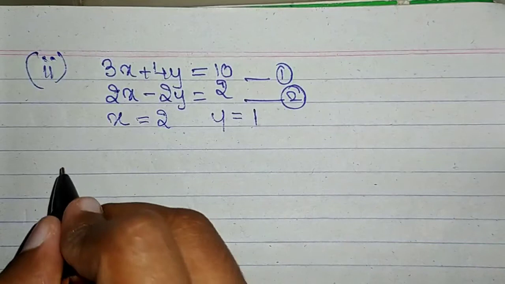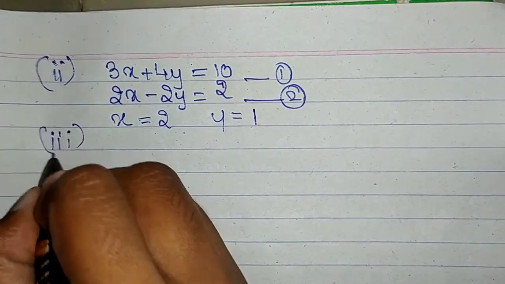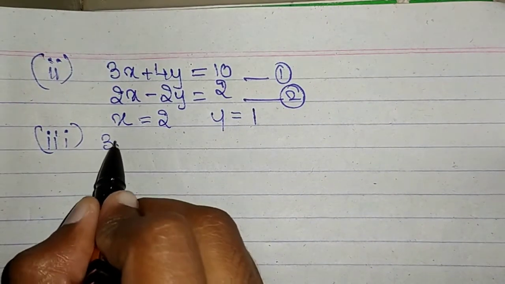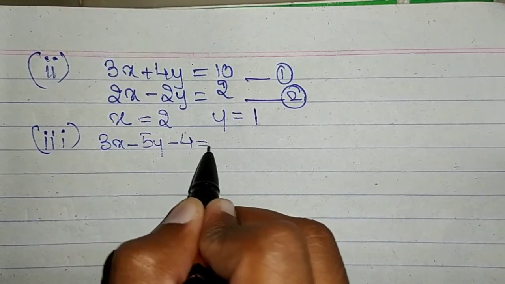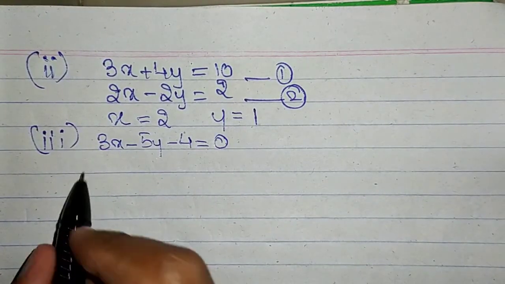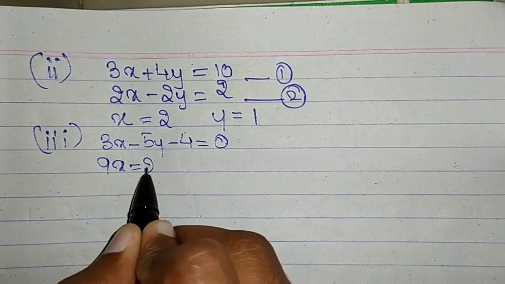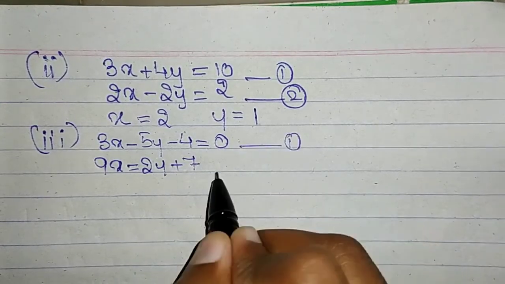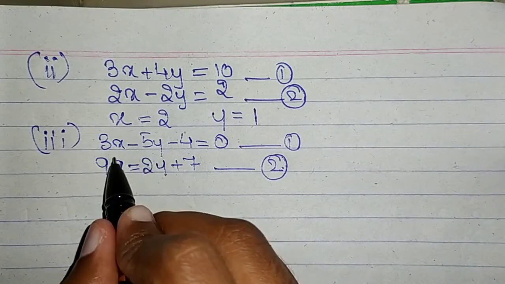This should be your answer. Similarly, for the third set of equations, that is 3x minus 5y minus 4 is equal to 0 and 9x is equal to 2y plus 7. These are the two equations. Here you can just put 2y to the left hand side.